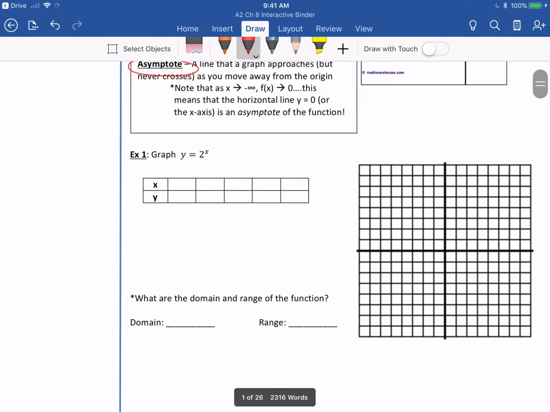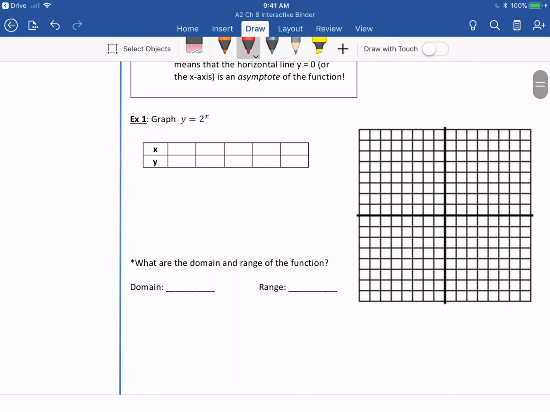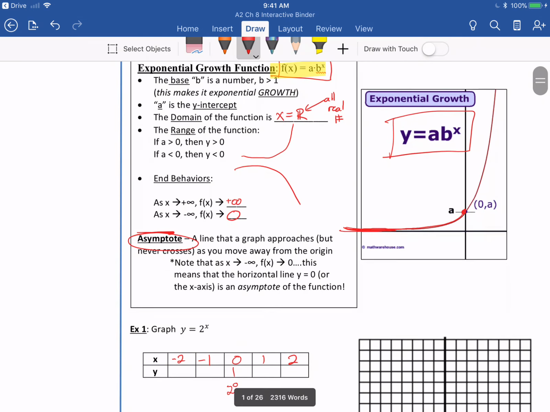Alright, so example number 1, it says graph y equals 2 to the x. And just like we've done a lot of things, let's just go through and plug in some x values, -2, -1, 0, 1, and 2, to see, hey, what does this guy actually do in that middle part of the graph? Alright, so let's kind of start with 0. What is 2 to the 0 power? Anything to the 0 power, remember, is 1. And hopefully that starts to make sense with some stuff up here.